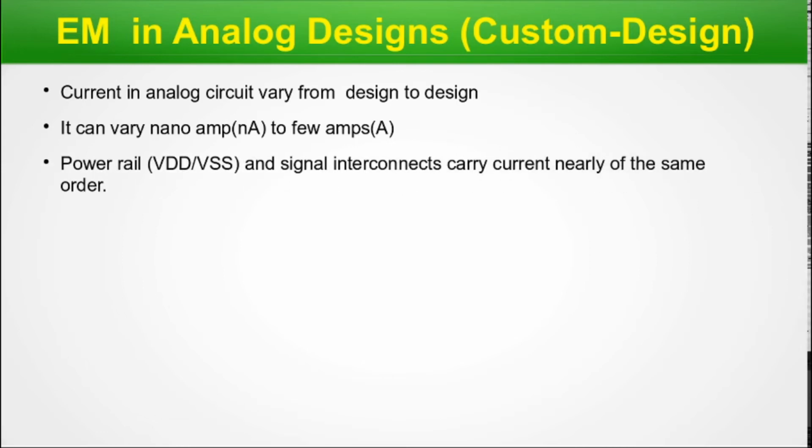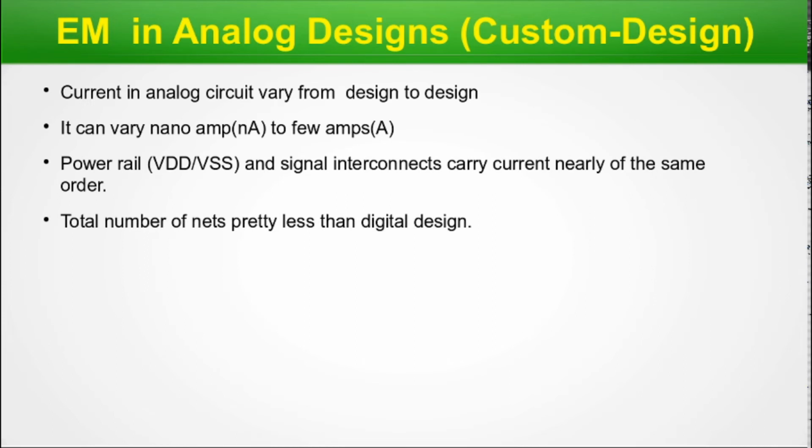In analog circuits, it is important to note that power rails, VDD, VSS, and signal interconnects carry currents of nearly the same order. So power nets and signal nets carry more or less the same amount of current. The total number of nets is much less than in a digital design, because analog semi or full custom designs are handcrafted, so the designs have fewer nets overall.